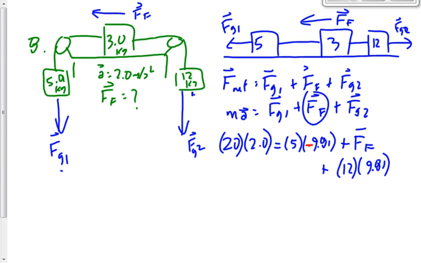20 times 2 is 40. 5 times 9.81 is negative 49.05.